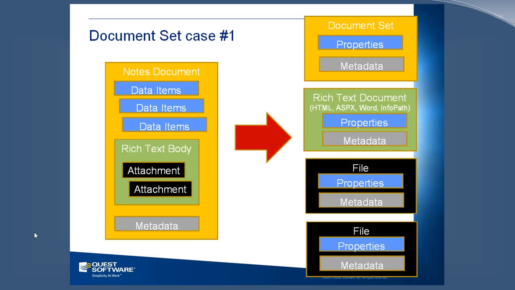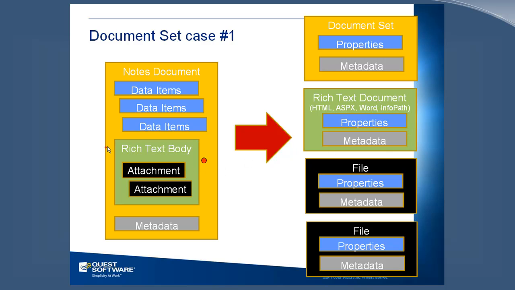So let's look at a couple examples, use cases for using document sets in a migration. So here's an example where we have a notes document, and this notes document has a few different data items, and it has a big rich text field with a couple attachments in it. And so what we're going to do is generate one document set in SharePoint with some of the properties mapped to the header of the document set, and we're also going to generate a rich text document inside the document set from that body field.